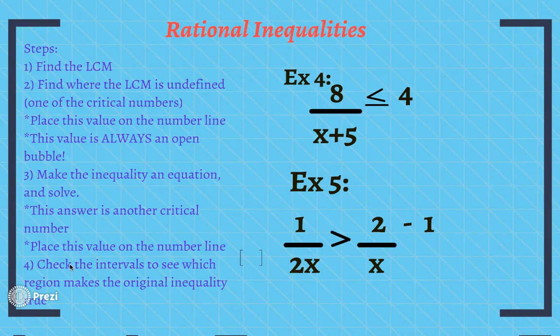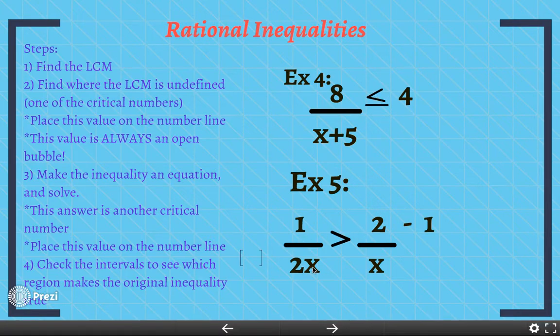And then after that, we're going to be doing interval tests to see which region of the number line in between our critical values makes sense. We're going to be substituting these values into the original to make sure we get, for example in example 4, values that make the expression less than or equal to 4. With this one, we want to make sure that when we substitute in our values, this inequality is still true.